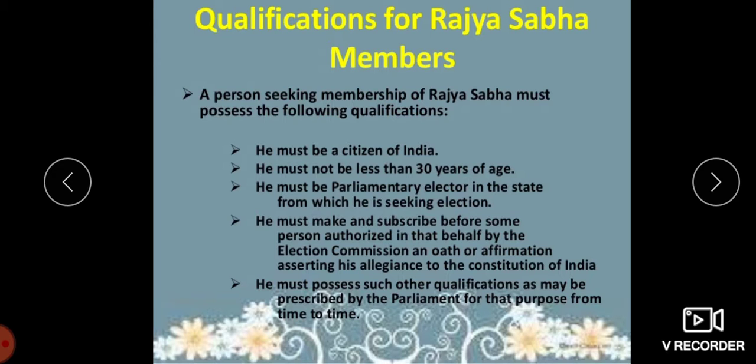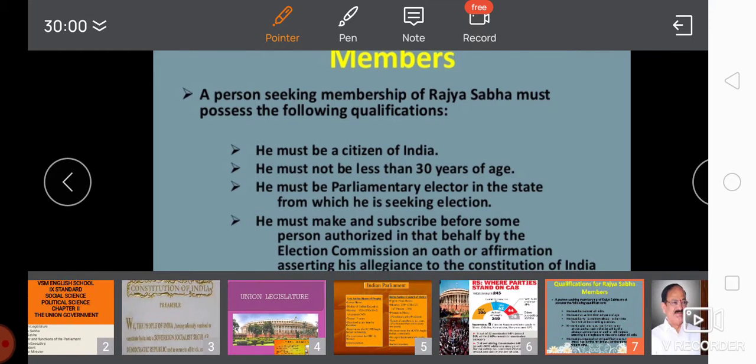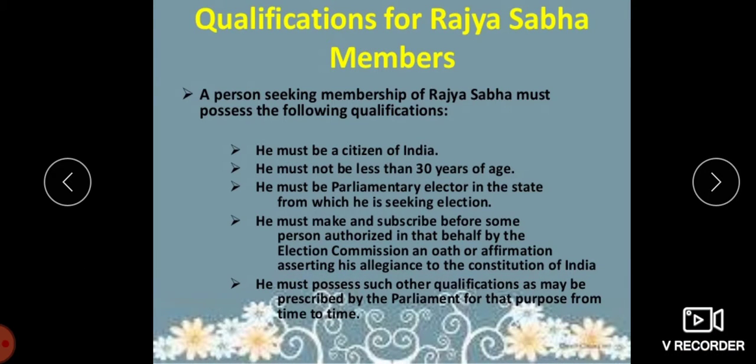The term: the Rajya Sabha is a permanent house. It cannot be dissolved like the Lok Sabha. Each member of the Rajya Sabha is elected for a period of 6 years. 1/3 of the total members of the house retire after every 2 years. Members can be re-elected if they so desire, if their electors support them.